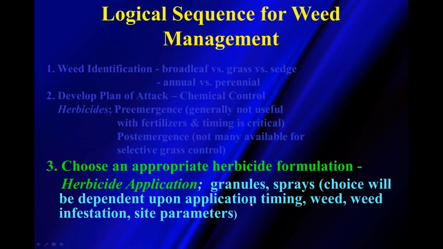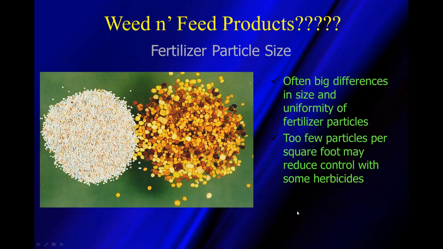The biggest thing here is to decide the right formulation, and particularly whether you're using granules or sprays. In the case of granules, if you're using a pre-emergent herbicide, it's all about application accuracy. If you have a fertilizer spreader, just make sure that you calibrate it and make sure that it evenly and uniformly applies the herbicide granules. And then the sprays, they're going to be dependent upon how big the weed is and what have you. And we'll get into some logical situations there. A little bit on weed and feed products here.